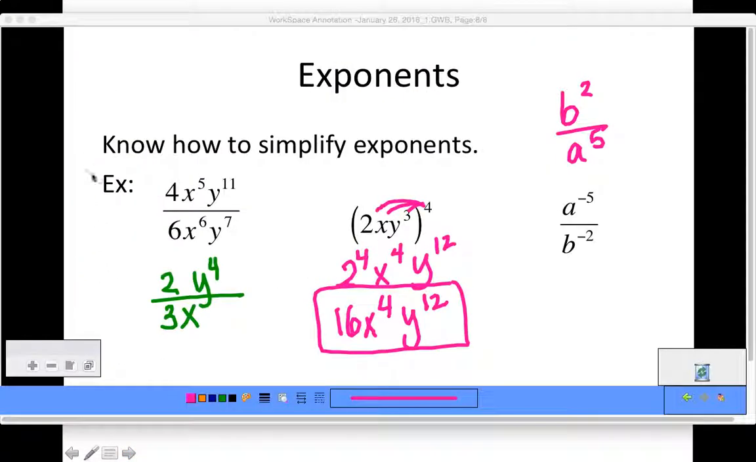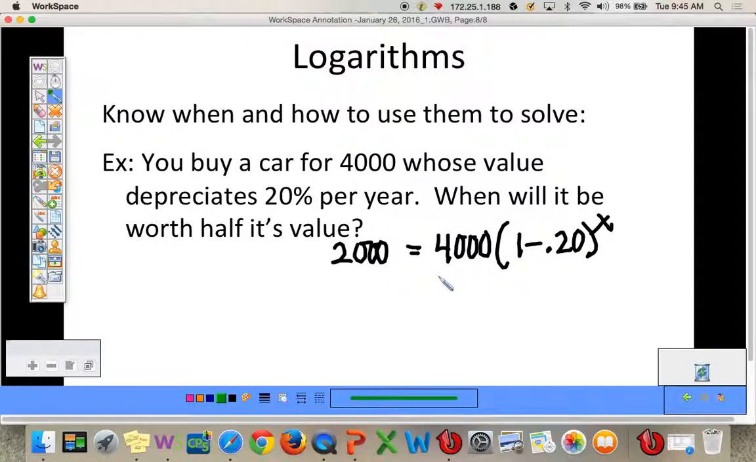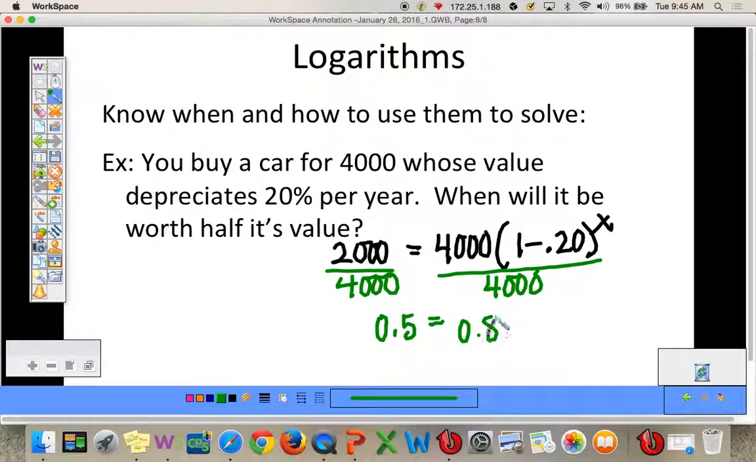Okay, logarithms, knowing how to use them. Here's an example. You buy a car for $4,000. The value of the car depreciates by 20% a year. When will it be worth half of its value? You can use guess and check, find a common base, or use logs to solve if x is the exponent. Let's use a log. I'll divide. So you get 0.5 equals 100% minus 20% is 80%.